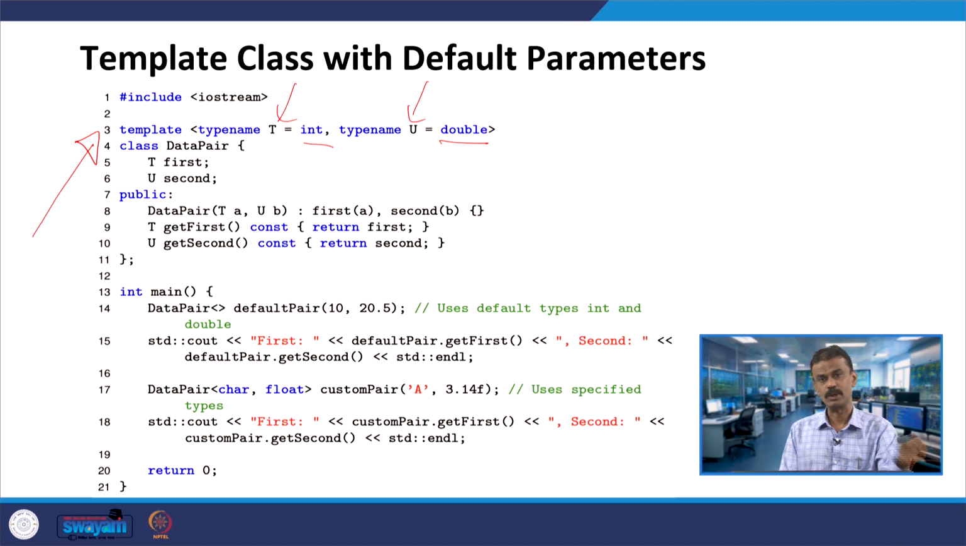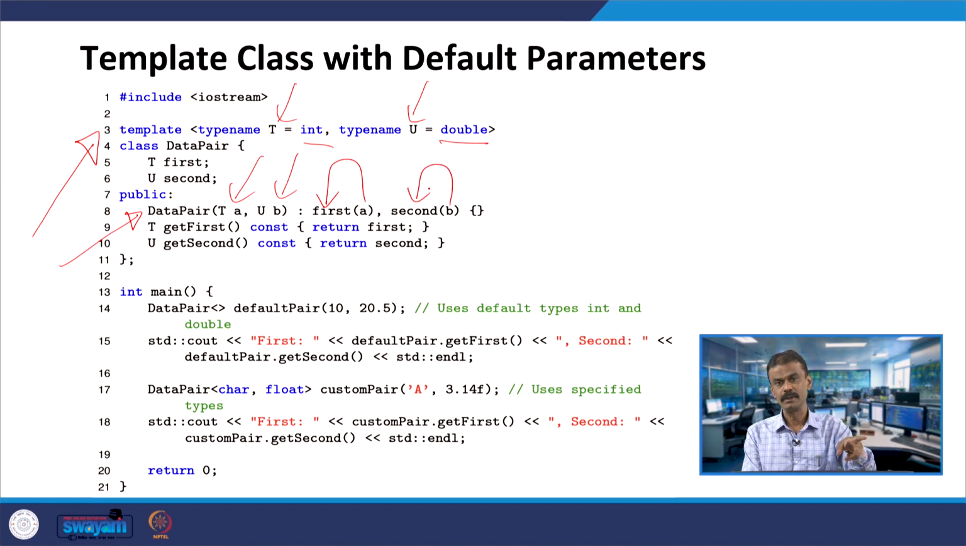So, initially without loss of generality, T is integer and U is double. That means it is equivalent to int first and double second. Now you have a data pair constructor, a two-argument constructor, with two parameters A and B. A is copied into first and B is copied into second. Whatever you are passing will be copied respectively into first and second.